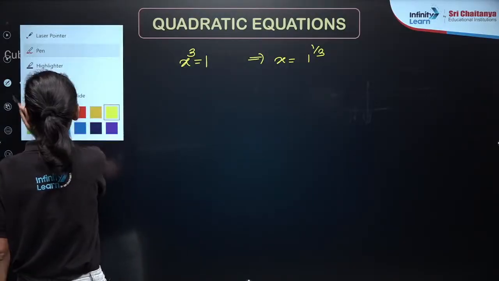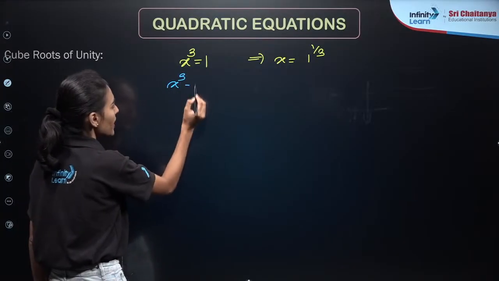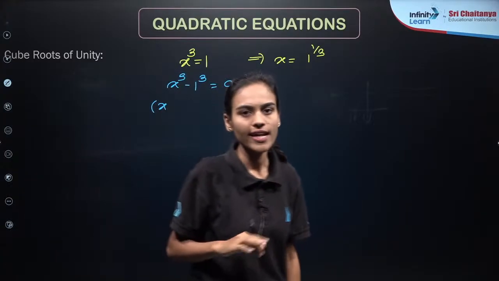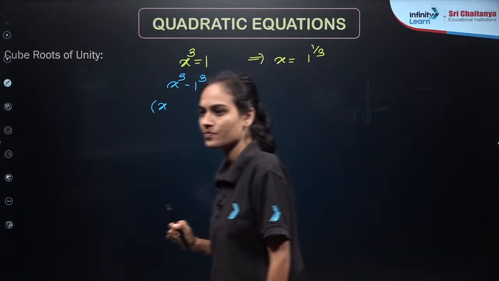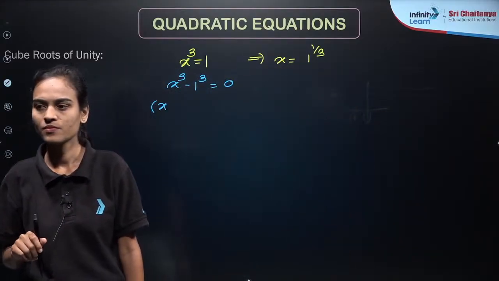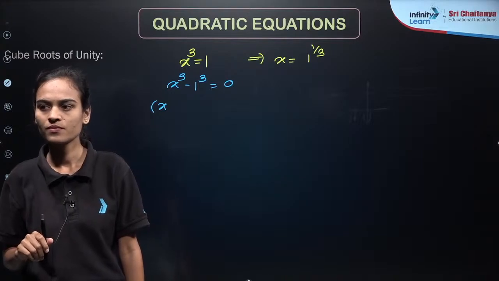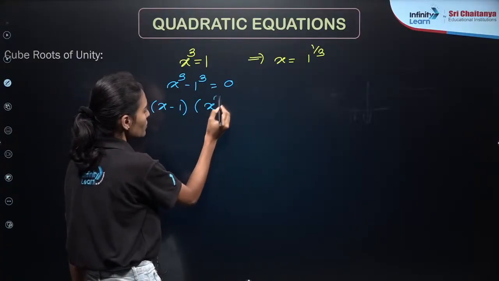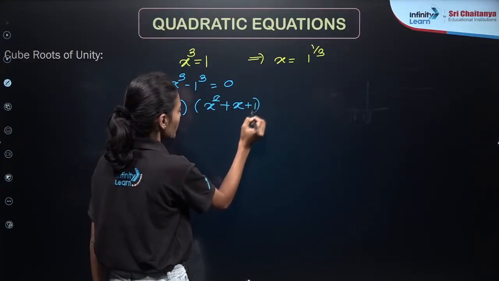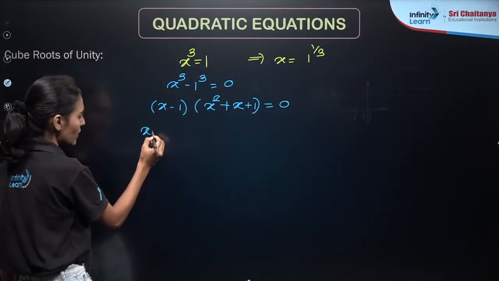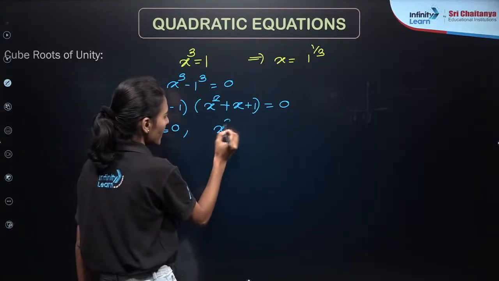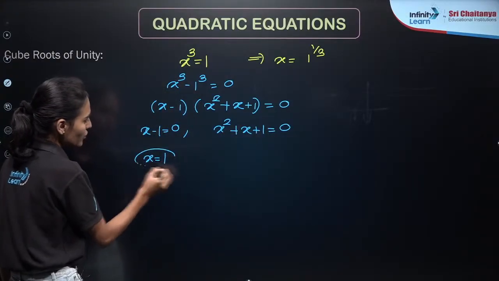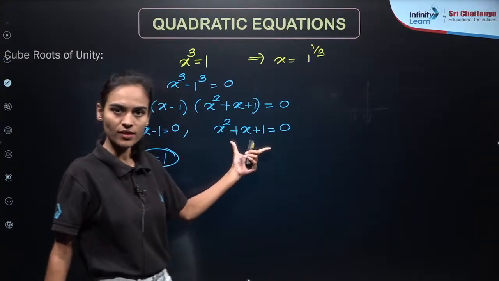Now solve this. From here, you will get x cube minus 1 cube is 0. What is a cube minus b cube? It is a minus b, a square plus b square plus ab. So this is x minus 1 into x square plus x plus 1 equal to 0. Either x minus 1 is 0 or x square plus x plus 1 equal to 0. From here you will get x as 1. One solution you got. The next solutions you will get from here.